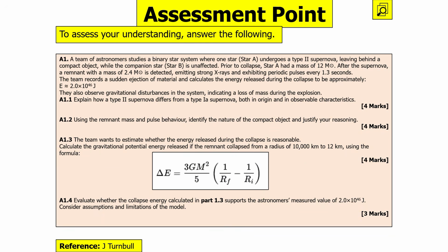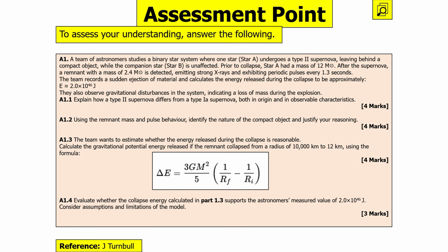A team of astronomers studied a binary star system where one star, star A, undergoes a Type 2 supernova, leaving behind a compact object while the companion star, star B, is unaffected. Prior to collapse, star A has a mass of 12 solar masses. After the supernova, a remnant with mass 2.4 solar masses is detected. It emits strong X-rays and exhibits periodic pulses every 1.3 seconds. The team records a sudden ejection of material and calculates the energy released during the collapse to be approximately 2 times 10 to 46 joules. They also observe gravitational disturbances in the system, indicating a loss of mass during the explosion.